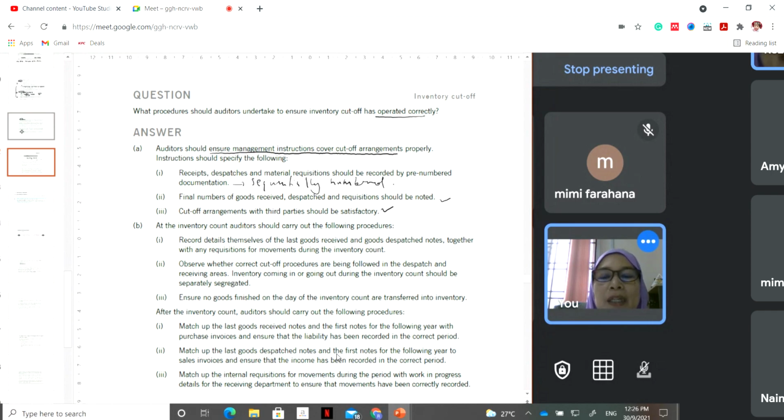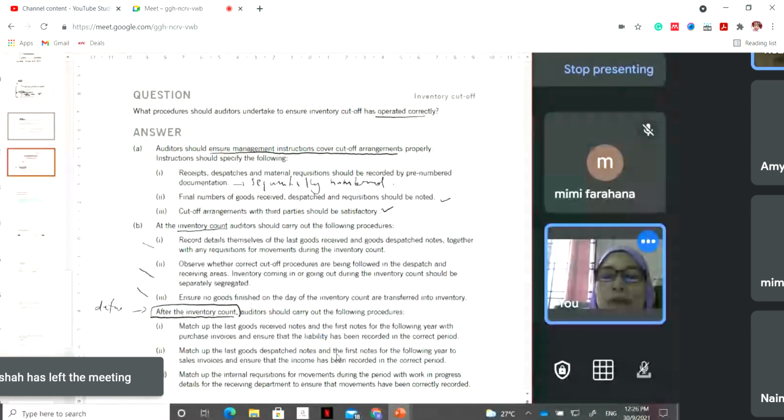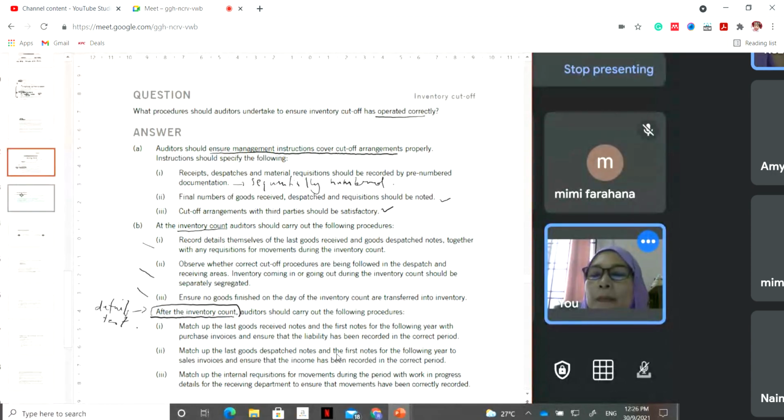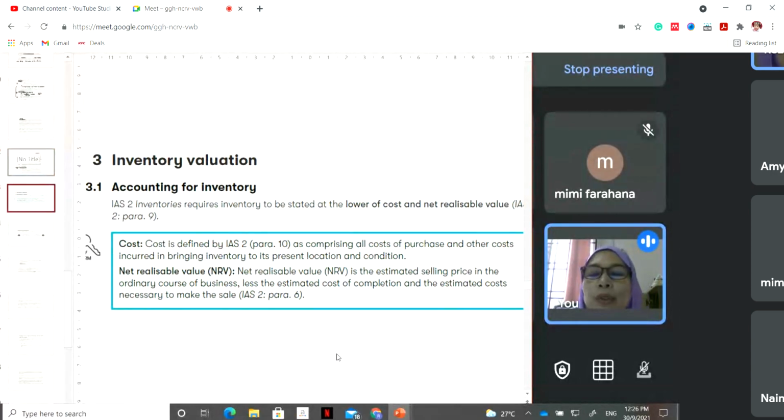At the inventory count, the auditor should carry out the following procedure. So I think this one what you have done tadi. And after the inventory count, you have to match up. Auditor should carry out the following procedure. So this is a detailed test on the cut-off, as what we discussed just now. Okay. So now we go to, do not look at the number.